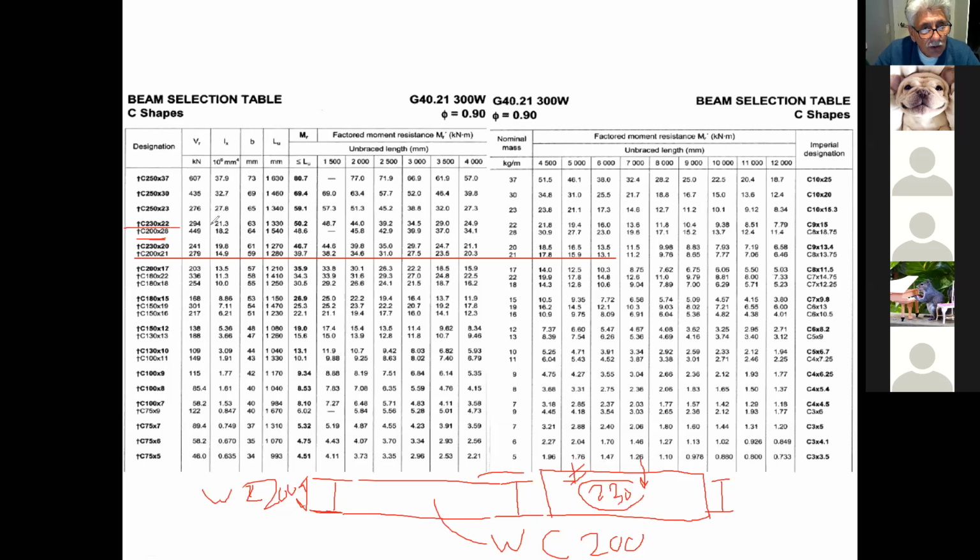We're going to say that all our girts are going to be this one right here. Okay. And of course, we get an MR of 16. We have a VR here of 294. So we have an MR of 16 for an LU of 6,000. We have a VR of 294, and I have an IX of 21.3. Okay, so those are the values.